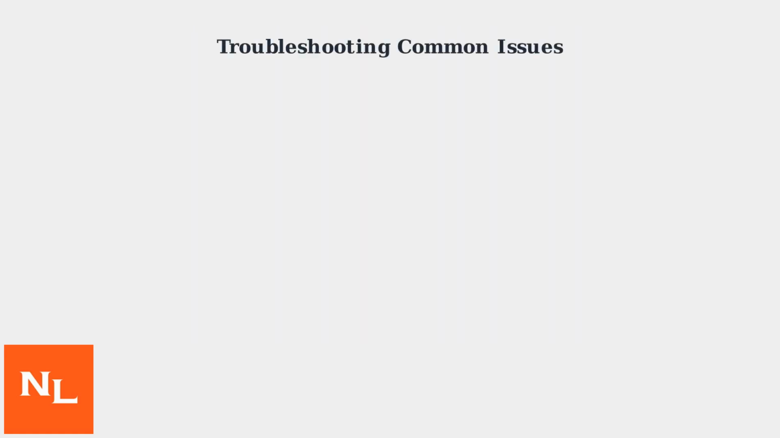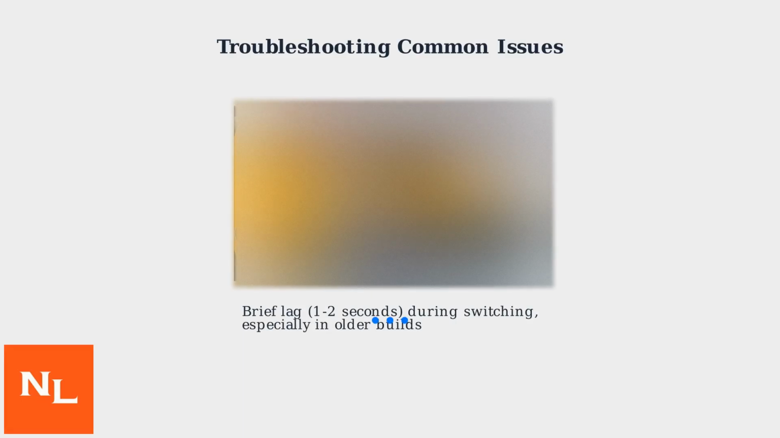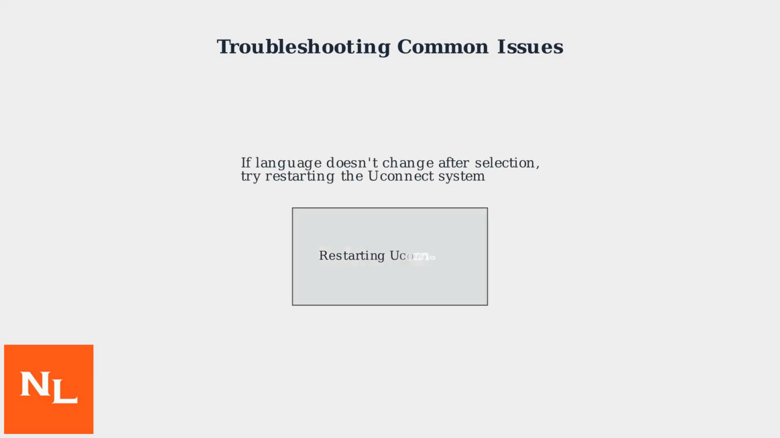While changing the system language on your Ram 1500 ETorque is usually smooth, you might encounter minor issues. Let's look at the most common ones and how to fix them. One common issue is a brief lag of 1 to 2 seconds when switching languages, particularly in vehicles with older software builds. If the language change doesn't take effect after selecting it, try restarting the Uconnect system. This usually resolves temporary glitches.